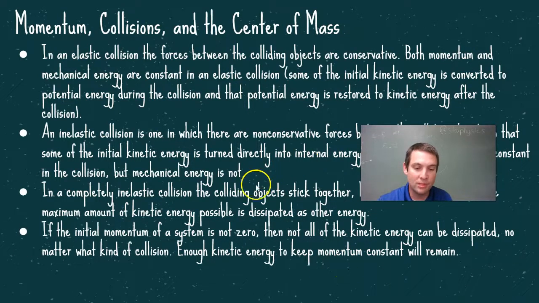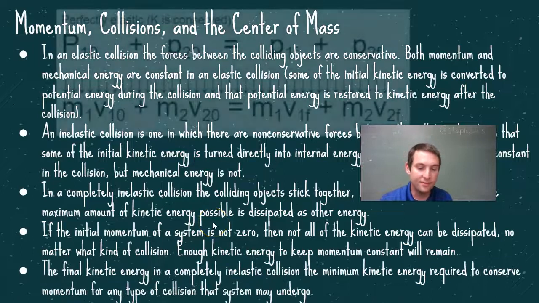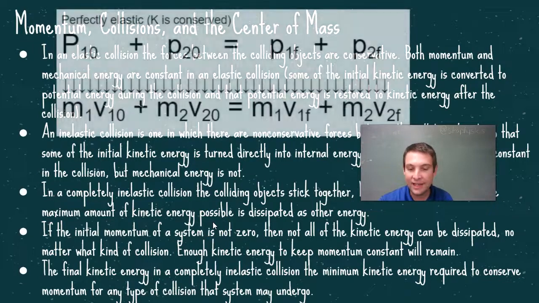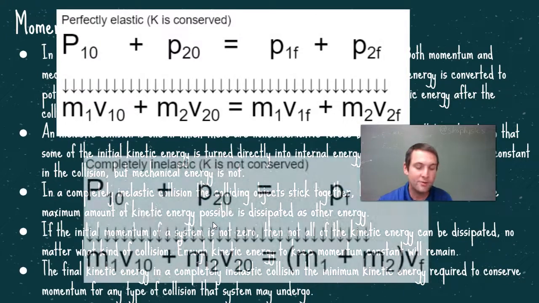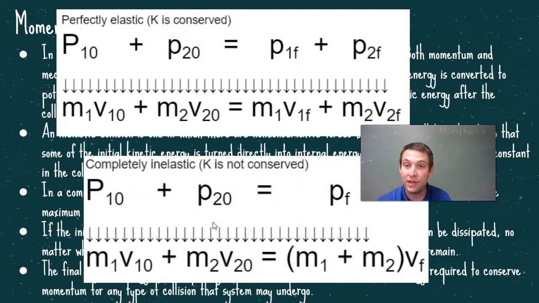If the initial momentum of a system is not zero, then not all of the kinetic energy can be dissipated, no matter what kind of collision. Enough kinetic energy to keep momentum constant will still remain. The final kinetic energy in a completely inelastic collision is the minimum kinetic energy required to conserve momentum for any type of collision that the system may undergo.